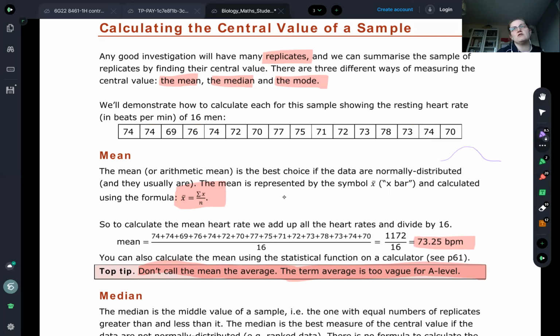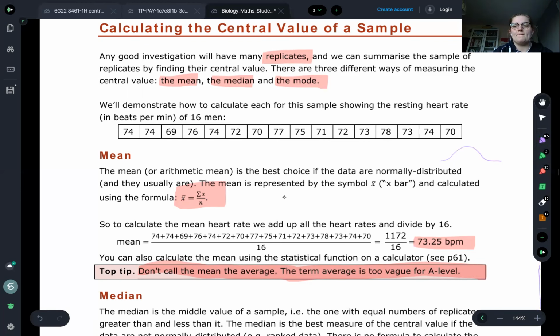You regularly will need to calculate the mean. You often won't be asked to specifically calculate the mean. You may get given a set of data and asked to analyze it, and in that situation, the mean would be great to use. We do obviously have the median and the mode as well.